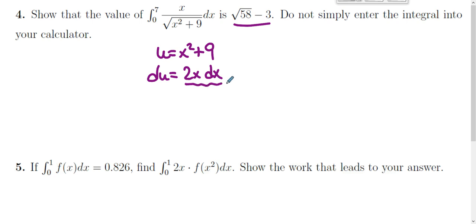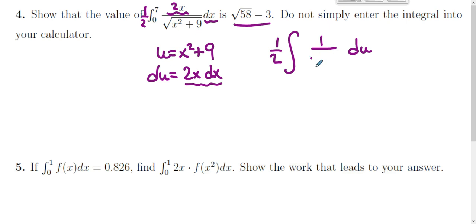Now, warning, there's no 2. Right? We need a 2. There's no 2. Oh, look at that. There's a 2. You can't put a 2 there. That's okay. I got that. So then what is this? Well, the 1/2 comes along. The 2x dx gets replaced by du, which means there's no 2x up here anymore.